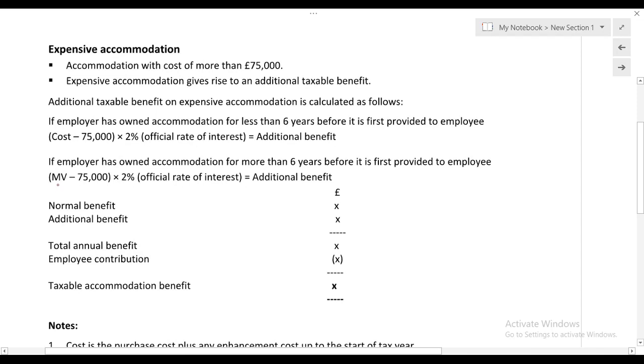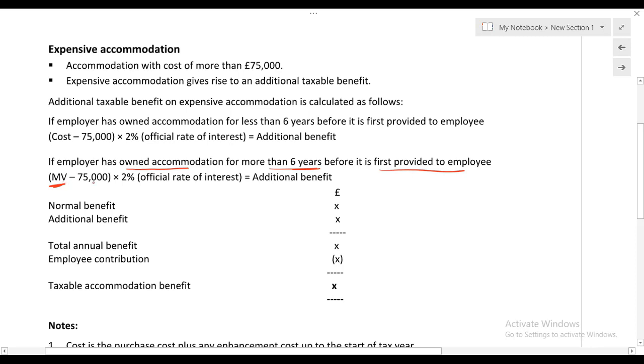Okay, when do we replace cost with the market value? If the employer has owned the accommodation for more than 6 years before it is first provided to the employee, then the original cost will be replaced with the market value. Repeat. If the accommodation is owned by the employer and more than 6 years have passed before it is first provided to the employee, in that case we replace cost with the market value.